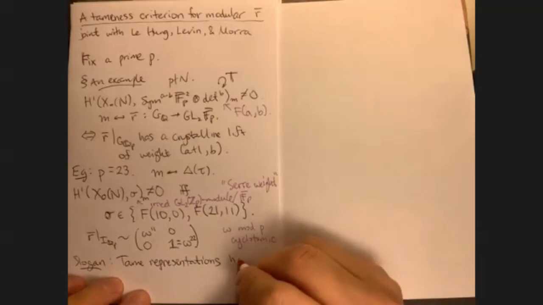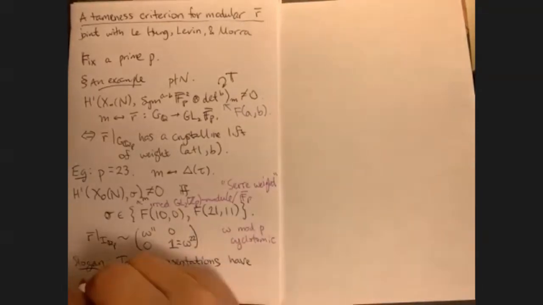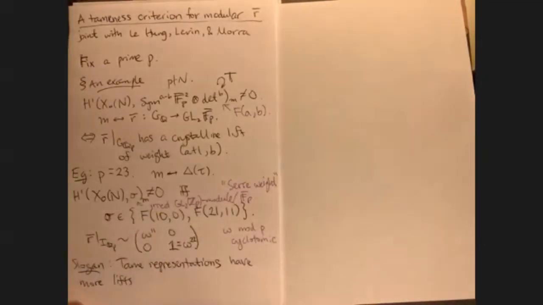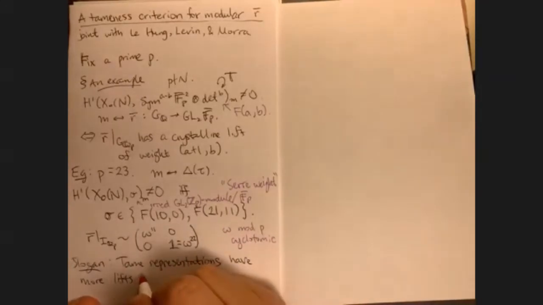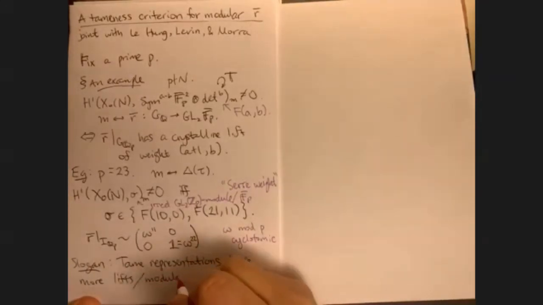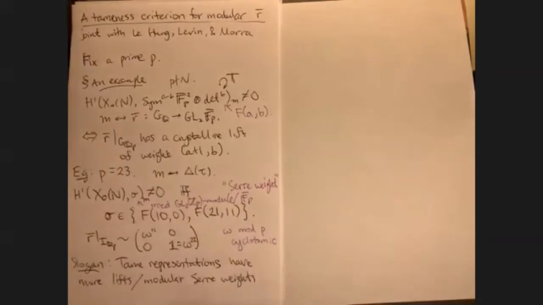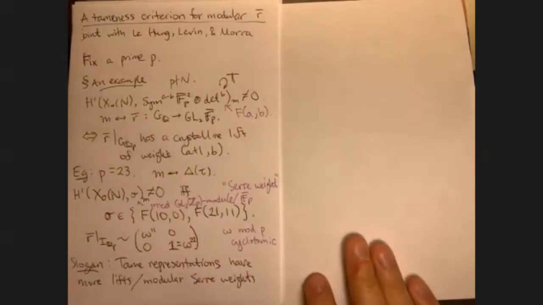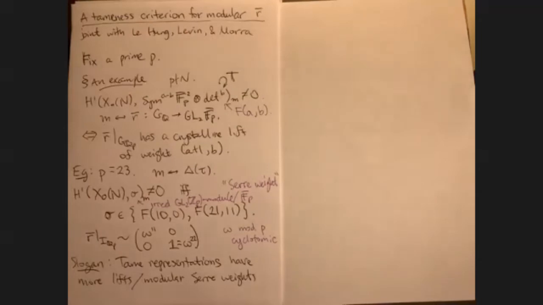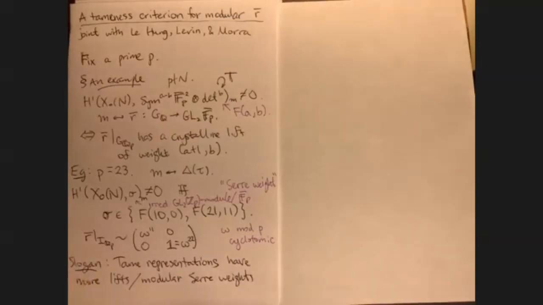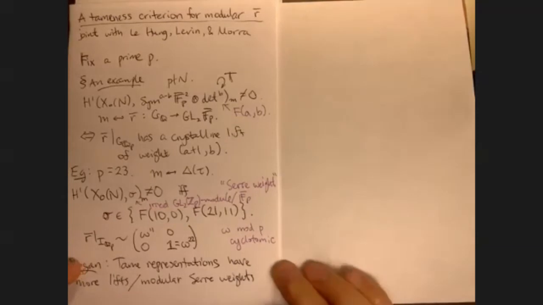So the slogan is that tame representations like this one have more lifts. In this particular case, more crystalline lifts of different weights. Or also they have more modular Serre weights. So that's what I'm calling this sigma here. So the main goal for today is to make this slogan more precise and discuss some higher rank cases and the geometry that underlies this phenomenon.